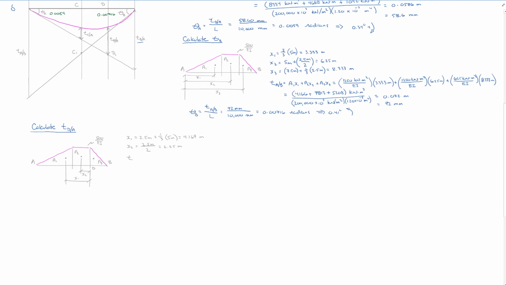can jump right in and say that our tangent distance, as labeled in our diagram, at D relative to A is going to be equal to A1 times x1 plus A2 times x2 in this case, which is equal to 1250 kilonewton meters squared divided by EI multiplied by 4.167 meters plus area 2, which is the same 1250 kilonewton meters squared divided by EI and multiplied by x2, which is 1.25 meters.